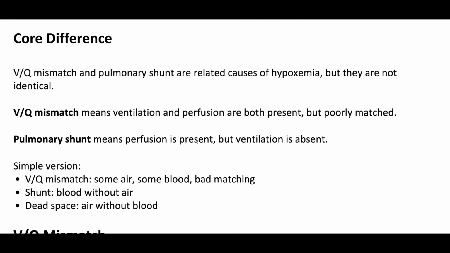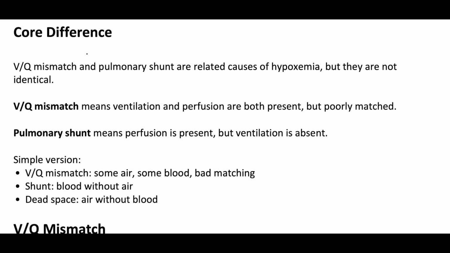Let's get in. So the core difference between VQ mismatch and pulmonary shunting as causes of hypoxemia, they are related, but they are not identical. VQ mismatch, okay, this means ventilation and perfusion are both present, but they're poorly matched. Either there's not enough perfusion for areas that are being ventilated, or there's not enough ventilation for areas that are being perfused, but they are both present. Pulmonary shunting, on the other hand, means there is perfusion, but there is no ventilation. The blood is just shunting past unventilated alveoli.